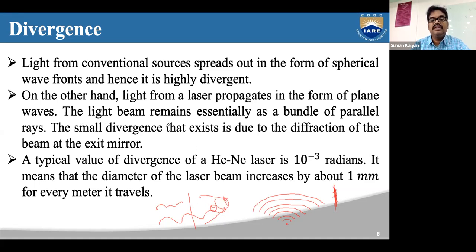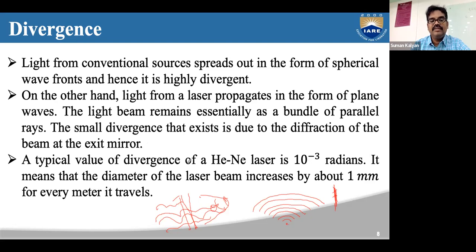So the light beam remains essentially a bundle of parallel rays. At any particular plane you take, all the rays will have the same value. That is what plane waves are. So the light which comes out of the laser is plane waves. A small divergence still exists due to diffraction of the beam at the exit mirror.